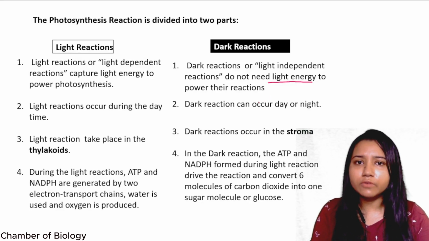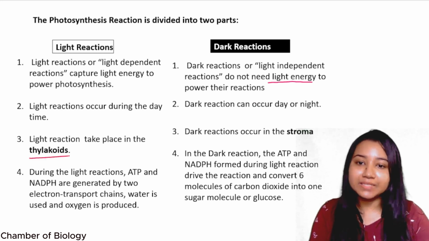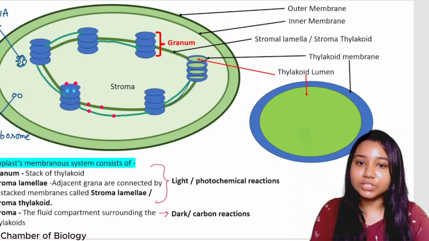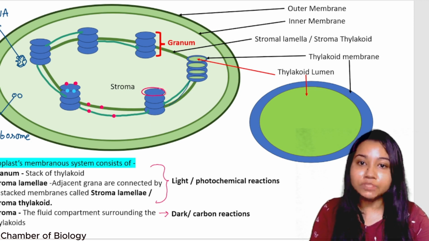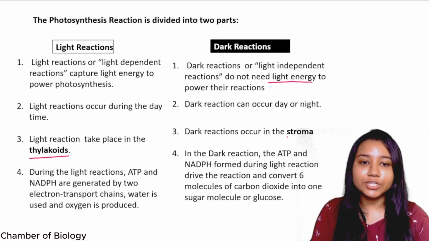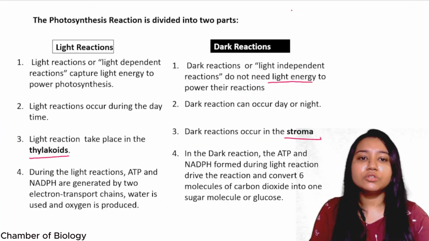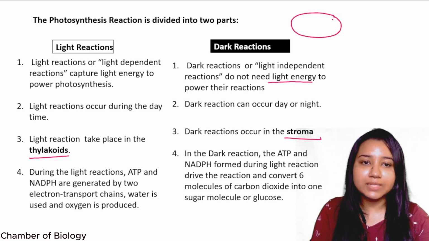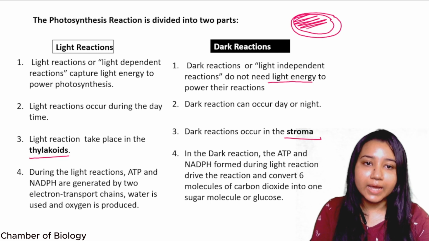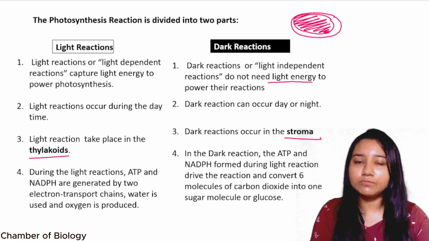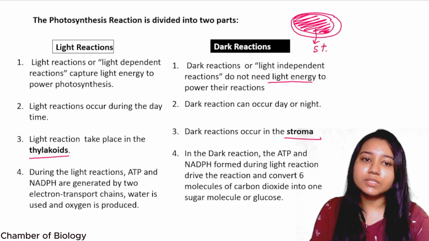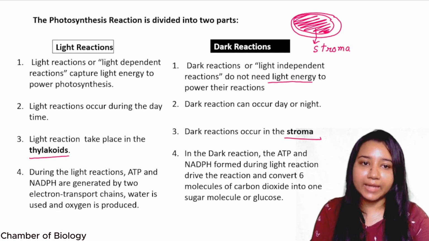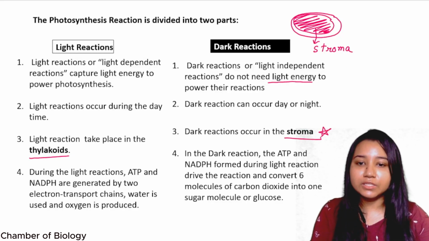So where is the location of this light reaction? We can see it is taking place in the thylakoids, the dish shaped structures that we have seen, right? And where is the dark reaction taking place? That is the stroma. In the double membrane chloroplast, this whole area, the aqueous, semi-fluid structure, is basically the stroma here. And in the stroma, we know thylakoids are stacked and present.